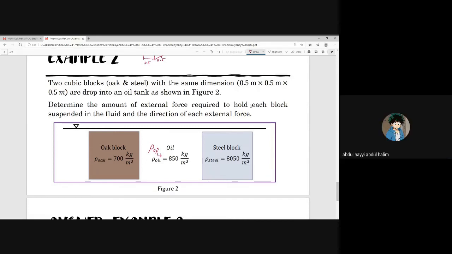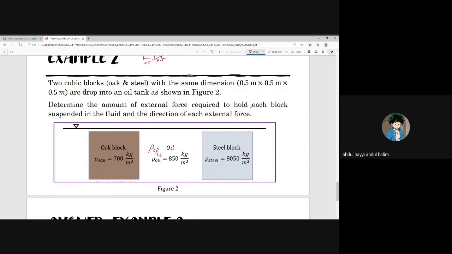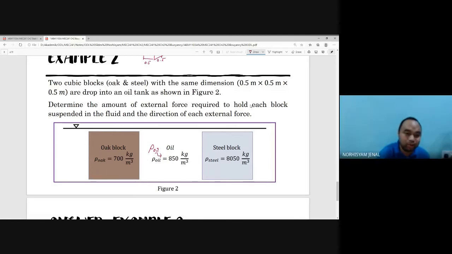Sinking? Wait. Okay, I'm waiting. Floating. Oh, okay, why? Because the density is less than the other block. Correct. So rho of oak is lower than rho of oil. Okay, so it should be floating.